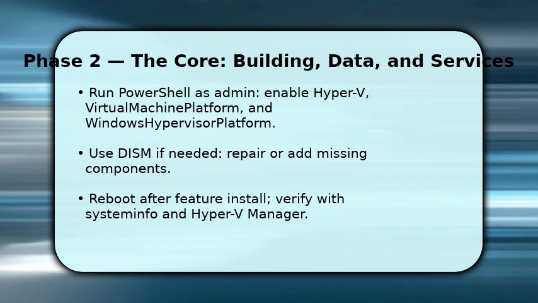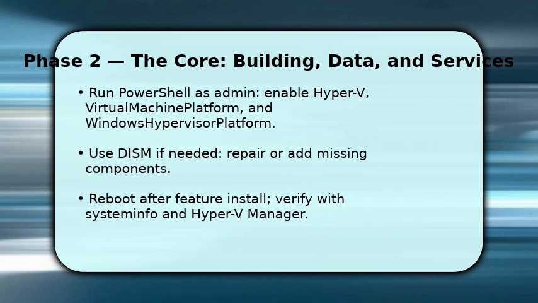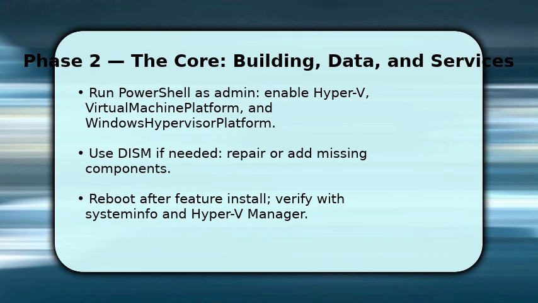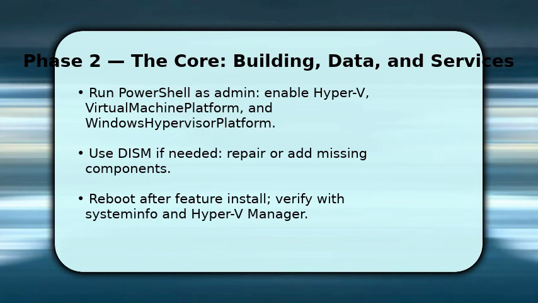Then reboot. If Windows reports missing packages, use DISM to restore the component store or add the specific CAB files. Once the system restarts, run systeminfo to confirm the hypervisor is present and launch Hyper-V Manager to create a test VM. Make sure to allocate sensible RAM and a VHDX disk. This avoids performance surprises when you first boot a virtual machine.